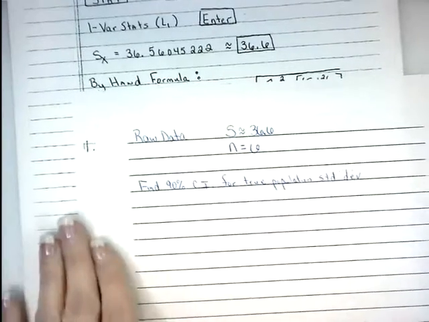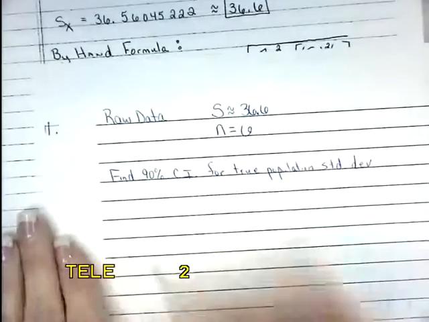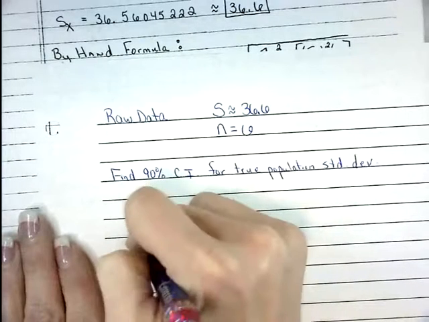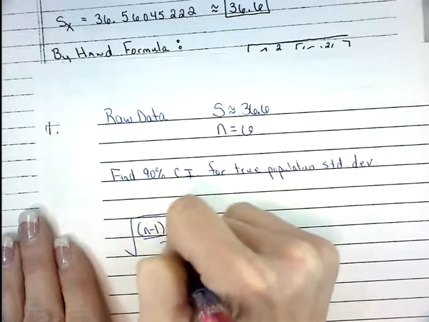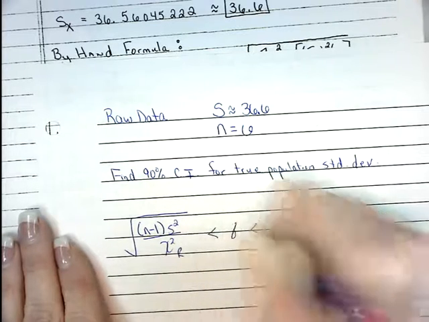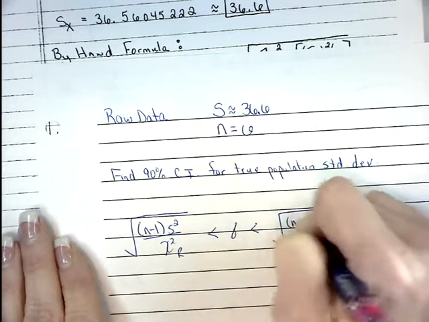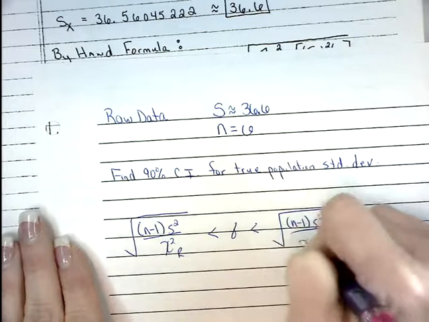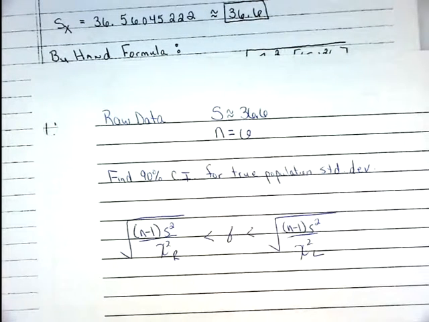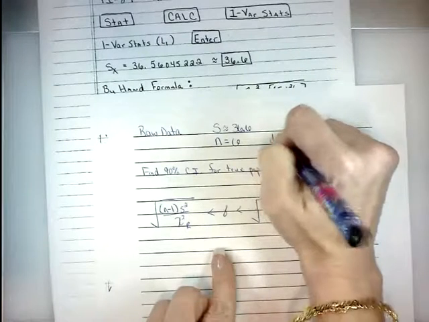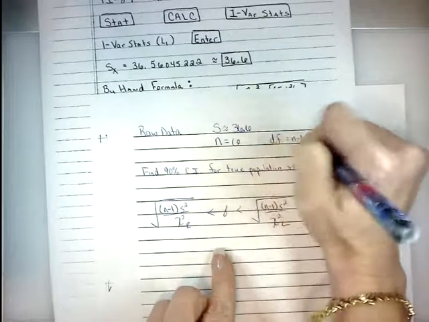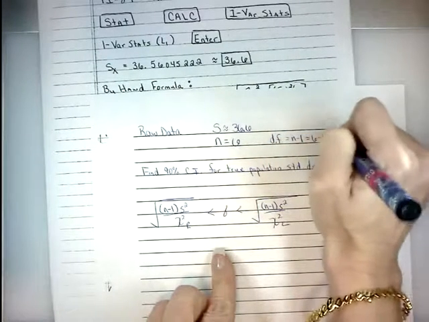And when we hear those words or see those words, we should think square root of n minus 1 times s squared divided by chi-square from the right, less than sigma, less than square root of n minus 1 times s squared divided by chi-square from the left. The hardest thing to find next would be to find the 2 chi-square values from the table. So we would go to degrees of freedom, n minus 1, which is 6 minus 1, so isolate row 5.